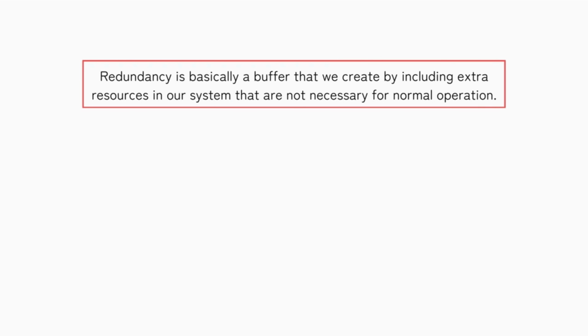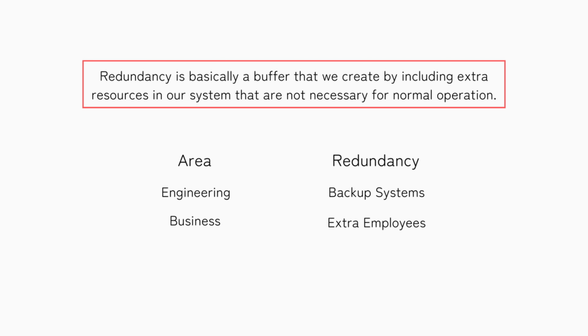Redundancy is basically a buffer that we create by including extra resources in our systems that are not necessary for normal operation. We can see redundancies in different contexts. Engineering talks about backup systems to continue operation even if a component fails. Businesses have extra employees to ensure normal operation in case many people are sick.